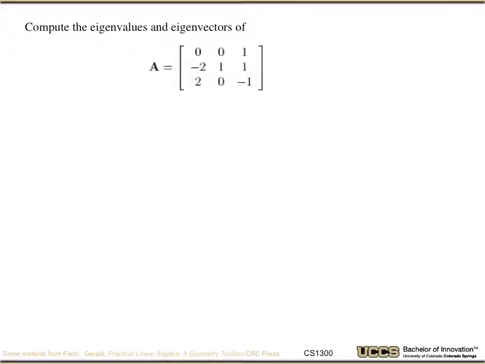So now let's do a full-blown one; this one's not going to be as easy. It's a full 3x3, but there's no special properties here. So compute the eigenvalues and the eigenvectors of this matrix. This matrix is not symmetric. It's not any special form, so you're going to have to work through this one, the long form.